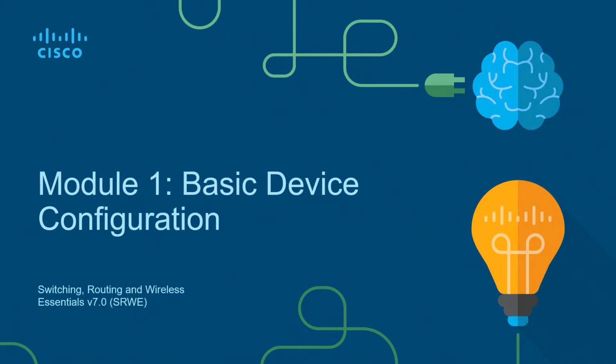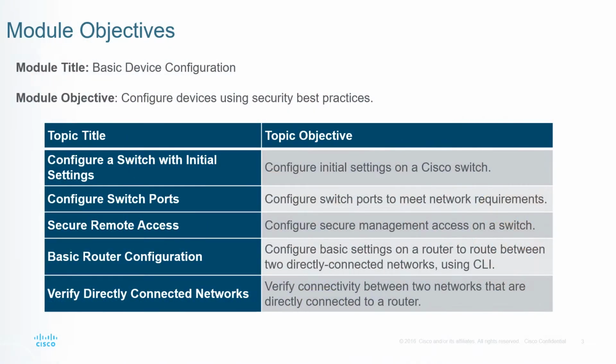This is Module 1 entitled Basic Device Configuration. In this module, we'll configure initial settings on a Cisco switch, we'll configure switch ports to meet network requirements, we'll configure secure management access on the switch, and also basic settings on a router between two directly connected networks using CLI, and verify connectivity between two networks that are directly connected to a router.